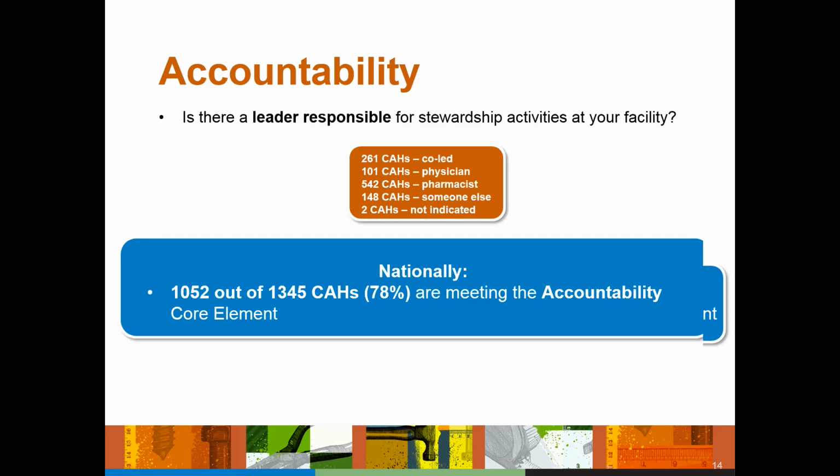With regards to accountability, there's just the 1 question: is there a leader responsible for stewardship activities at your facility? 78% of CAHs nationally are meeting that requirement, and you can see the breakdown of the types of provider groups or staff that are responsible for antibiotic stewardship in the orange box there. 542 critical access hospitals indicated that a pharmacist is leading up their antibiotic stewardship work, which isn't surprising. And then 261 said it's co-led. Typically when it's co-led, we see that a pharmacist is involved in that as well, based on the additional information that people indicate. So a lot of pharmacy involvement.